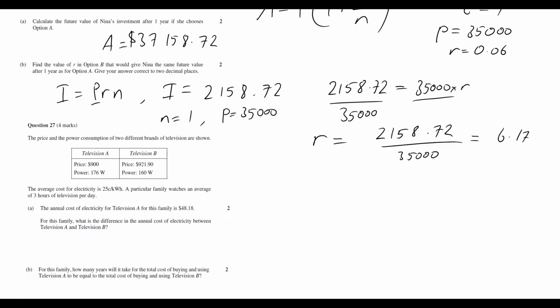Okay, question 27. So the price and the power consumption of 2 different brands of televisions are shown. So we've got TV A and TV B. So the average cost for electricity is 25 cents per kilowatt hour. If a particular family watches an average of 3 hours of television per day, the annual cost of electricity for television A for this family is $48.18.